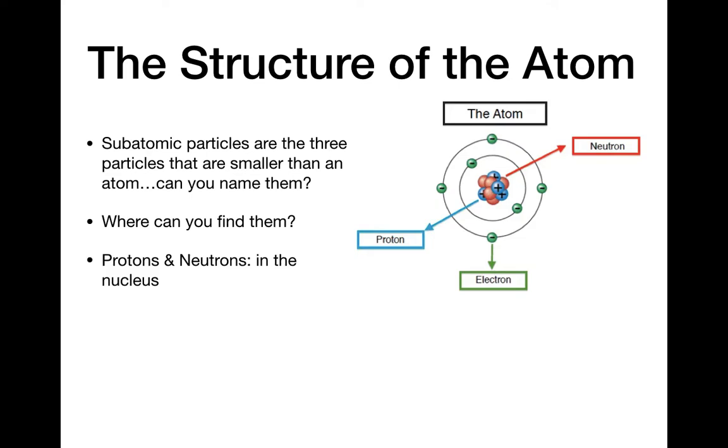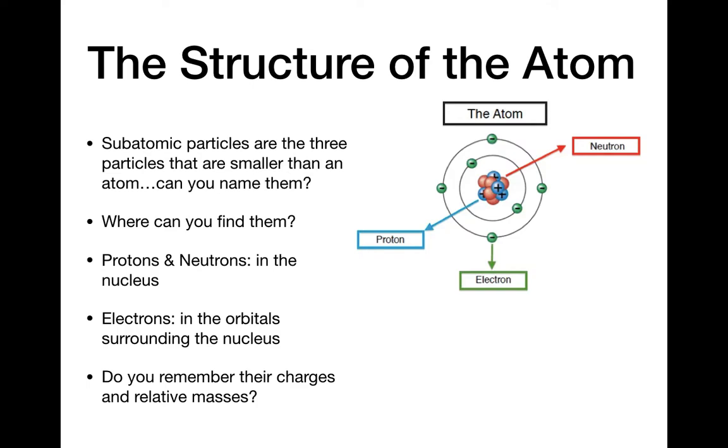Well, protons and neutrons are in the nucleus, where the center part here is called the nucleus of the atom, and the electrons are in these orbitals around the nucleus. Since they're called electron shells, I call them orbitals, same thing. And they're orbiting, moving around the nucleus. Do you remember the charges of these particles and their relative masses?